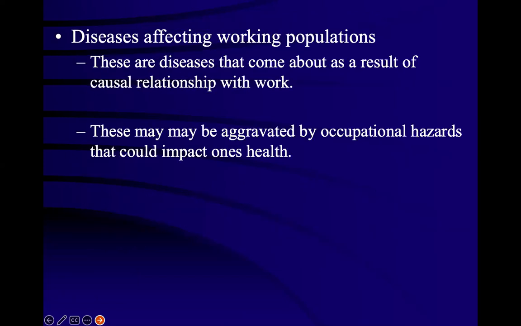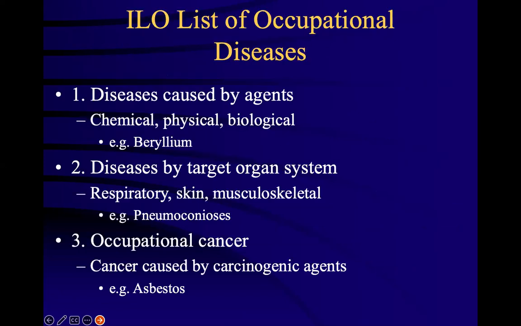On the basis of this, we have identified some diseases affecting the workplace population, and these are diseases that come about because of a causal relationship with our work. And this may be further aggravated by occupational hazards that we find ourselves in on a daily basis, and that can impact on our health. So these are a list of some of the occupational diseases. So we have the diseases caused by agents, which can be physical, chemical, or biological.